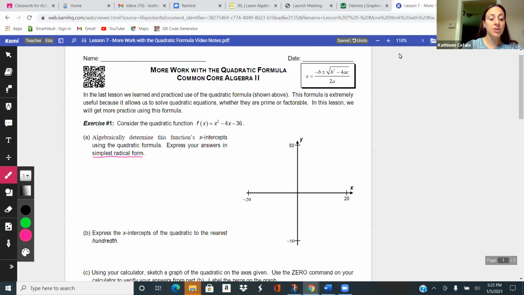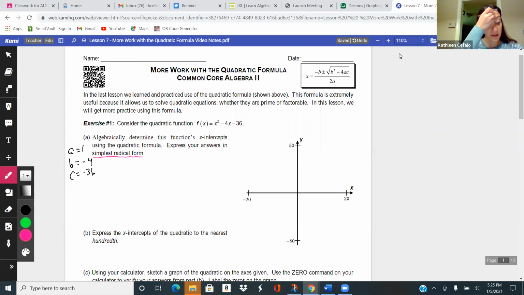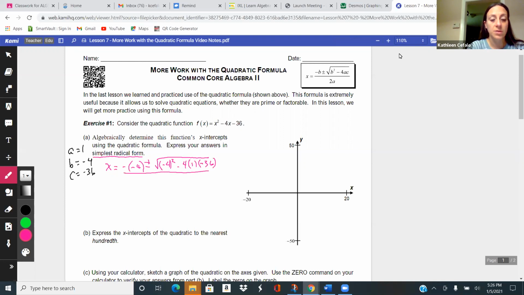So first thing we're going to do, like we've done in the past, is we're going to figure out what our A, our B, and our C is. So our A value is 1, our B value is -4, and our C value is -36. So using that, we're now going to plug it into the formula, and then we will simplify. Okay, so we have x is equal to -b plus and minus the square root of b squared minus 4 times a times c all over 2 times a.